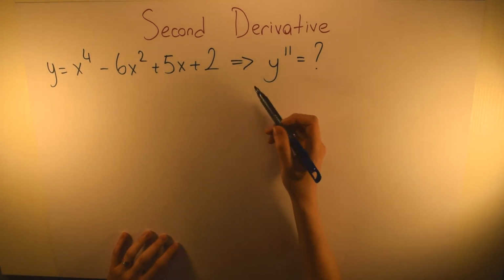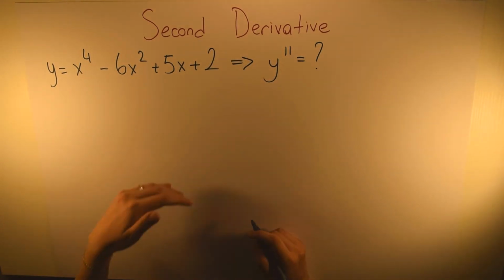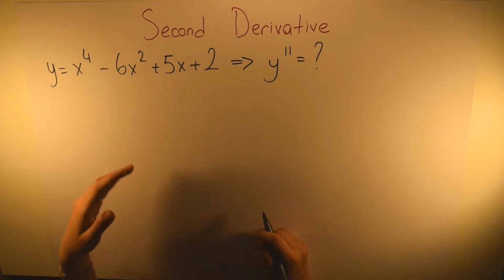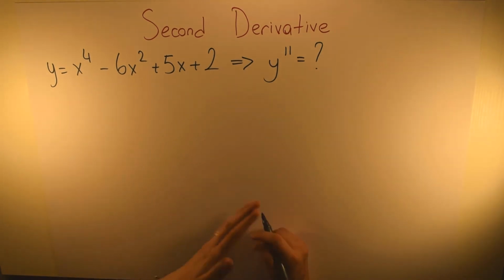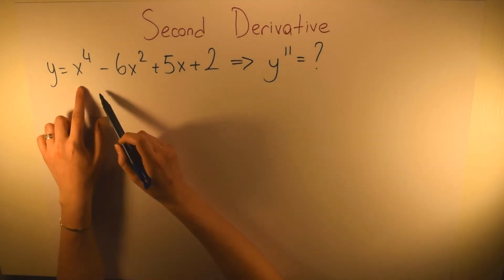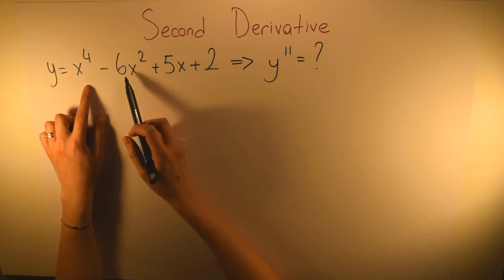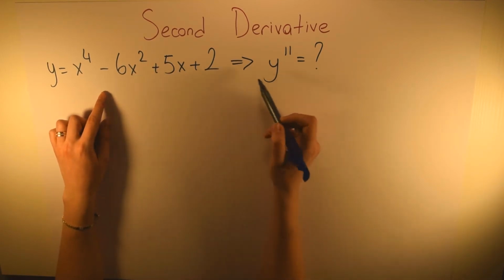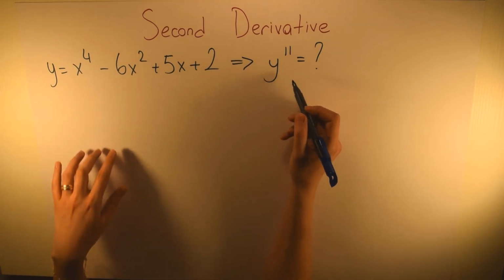Second derivative, actually it is very simple. First you need to take the first derivative, and then after that you will take another derivative, and you will be able to find your second derivative. So for example, here we have y is equal to x to the power of 4 minus 6x squared plus 5x plus 2. So what is the second derivative of y?